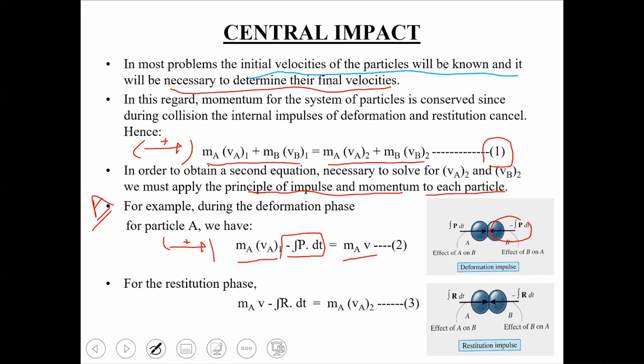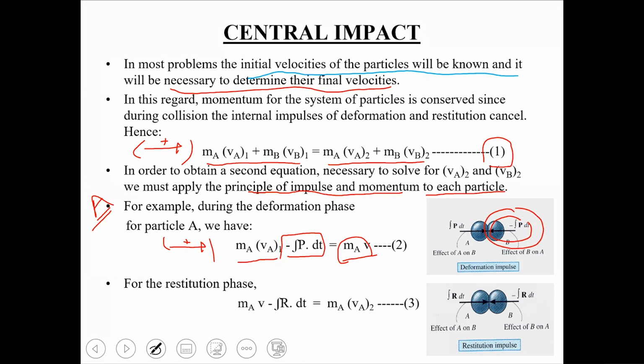Deformation phase से पहले particle A का momentum MAVA1 था. Particle A की अगर मैं deformation phase की free body diagram बनाऊं तो integral P dt जो है ये वो impulse है जो particle B, particle A के ऊपर exert कर रहे हैं. सो इसको मैंने negative sign के साथ क्यों show किया? Because it is towards the negative side of this line of impact, और ये वो momentum है particle A का after the deformation phase. Is this step clear to all of you?